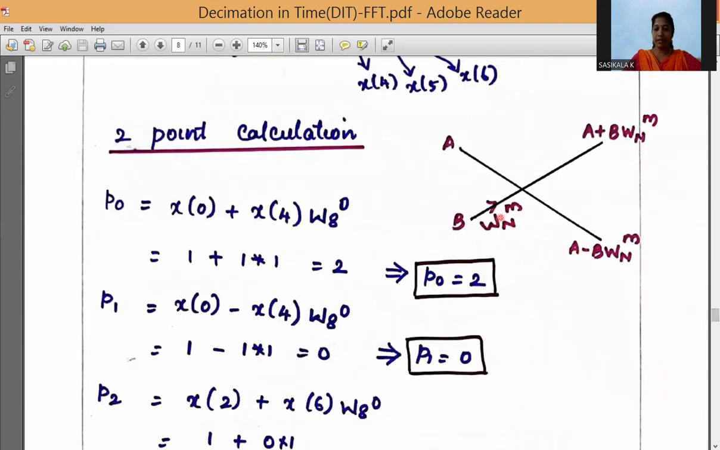And this is the twiddle factor W_n power m. The first output is A plus B into W_n power m, and the second output is A minus B into W_n power m. The first output is P0.